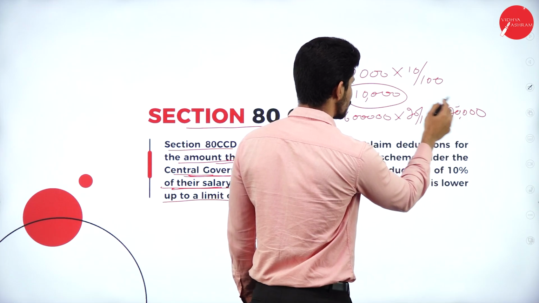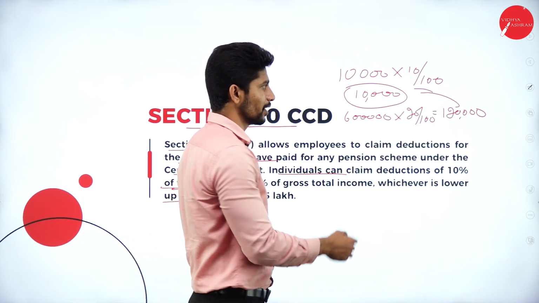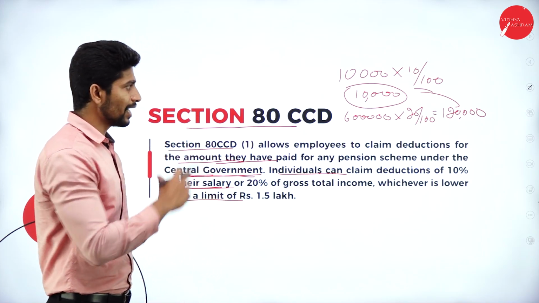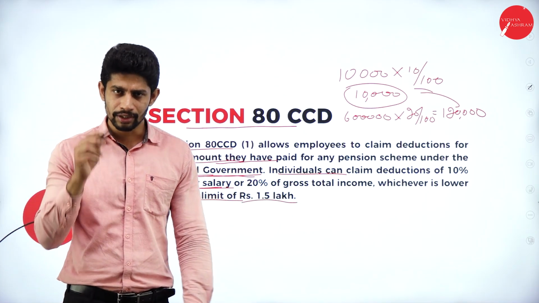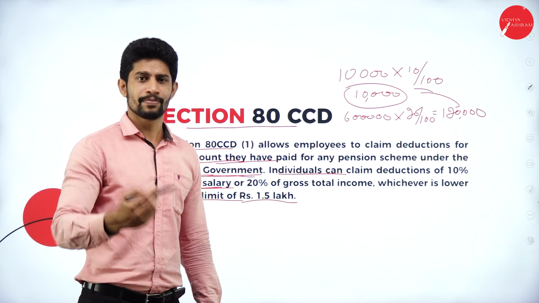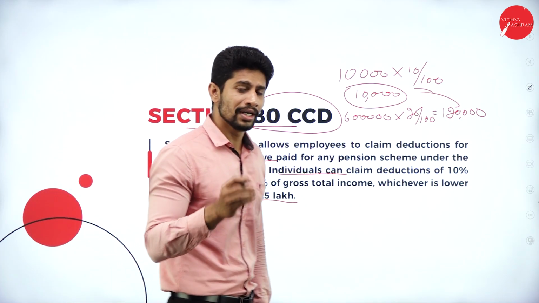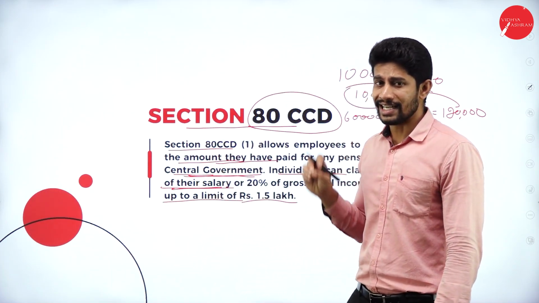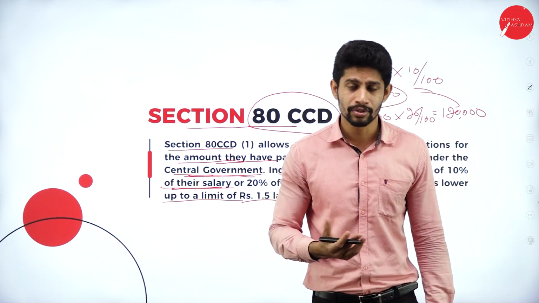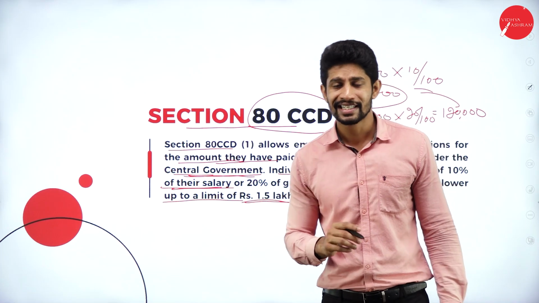1,20,000. In these two, whichever is low: 10,000 per month into 12 months is 1,20,000. Here also you will get 1,20,000. You can take either, because both have the same amount. Then 1,20,000 or 1,50,000, again whichever is less, 1,20,000. So up to 1,20,000 rupees you can claim as investment in pension under section 80CCD. Section 80CCD is with respect to employees who are investing in the central pension scheme, and they can claim up to 10% of their salary or 20% of gross total income up to rupees 1,50,000. So this is about section 80CCD.